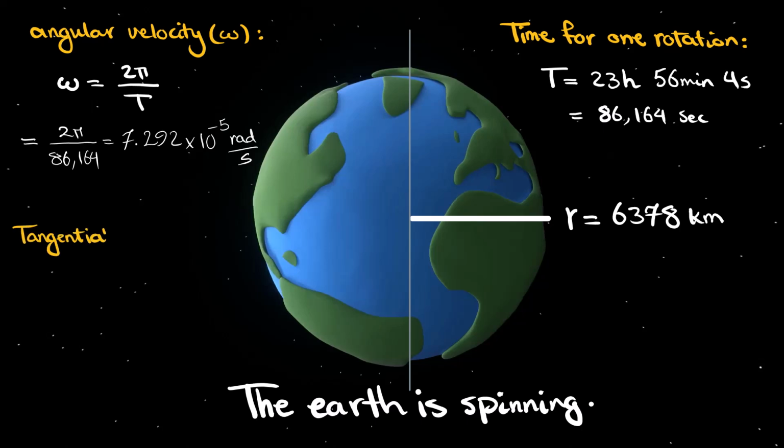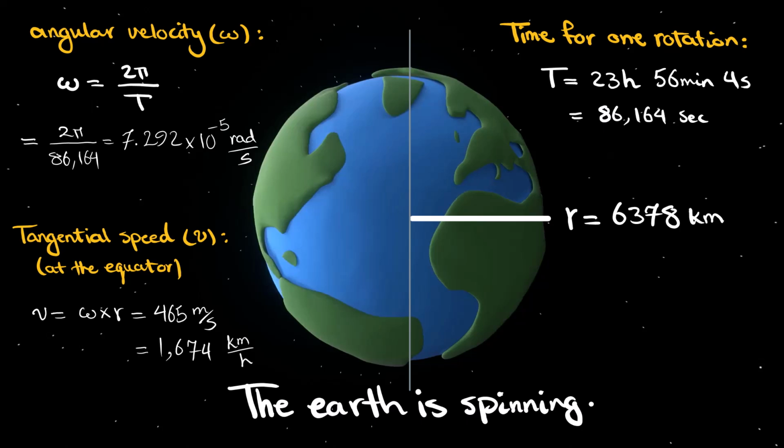Now we can easily find the speed of a point on the surface at the equator, which yields 465 meters per second or 1,674 kilometers per hour, 20 times faster than a car on a highway. Right now you are moving at this speed and you just don't feel it. We usually feel acceleration and not speed, like when we are in a car or on an airplane.